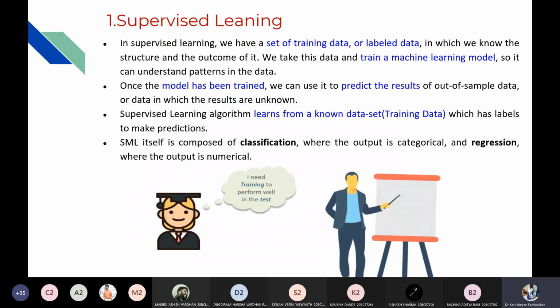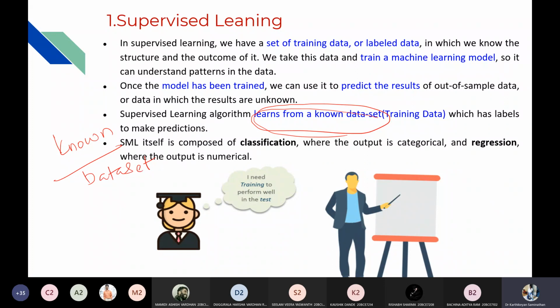So the supervised learning, as we are going to see in detail in the upcoming modules. But what do you mean by supervised learning? Supervised learning is nothing but a set of training data or labeled data in order to predict the pattern. Once the model has been trained, we can easily predict the results with the help of sample data. This supervised learning algorithm learns from the known data set. So here the learning is happening only through known data sets. That is what supervised learning is all about.